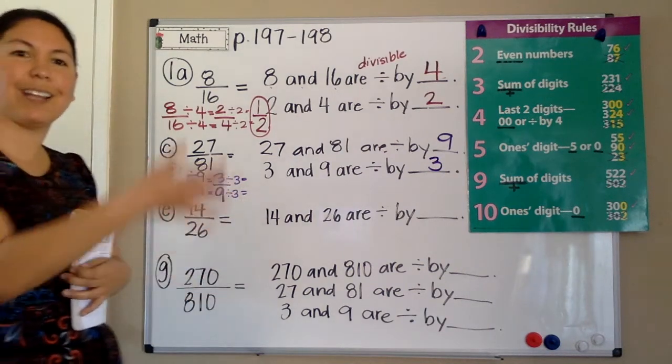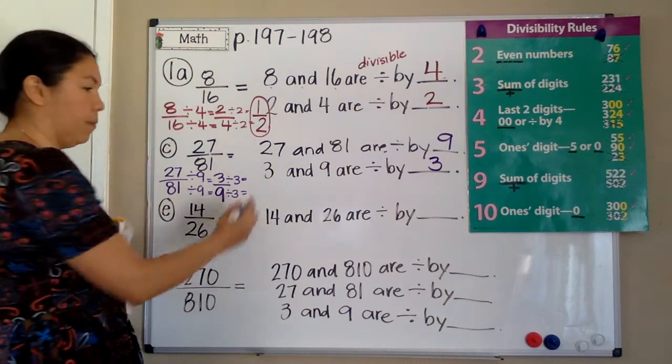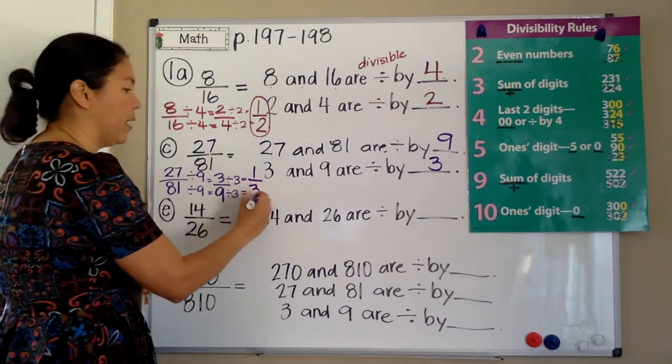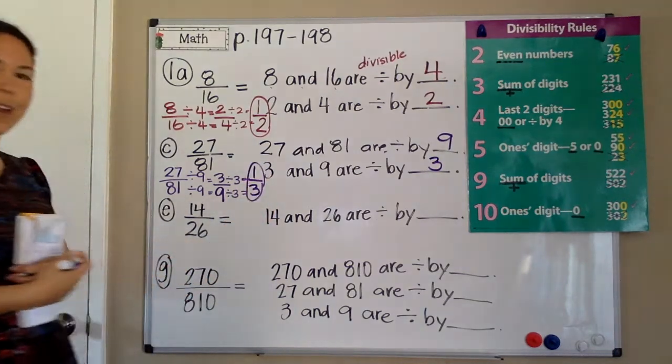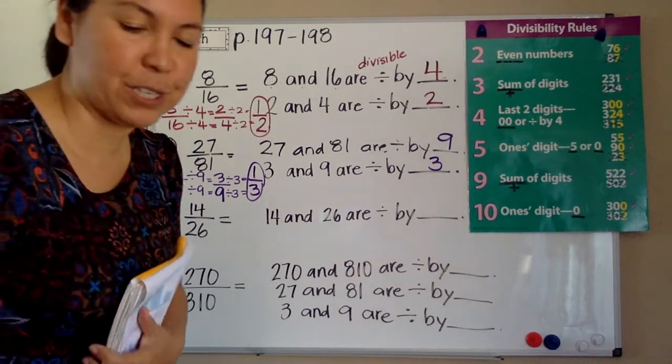That's the rule. We've got to get it the smallest it can go. So how many 3s can go into 3? 1. How many 3s can go into 9? 3. So my answer is 1/3. All right, this is kind of a funny way of doing our reducing, right?